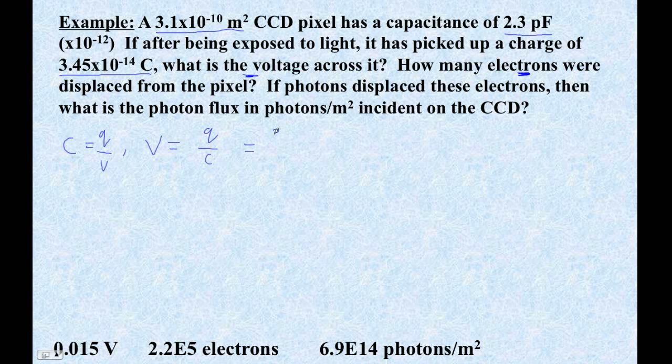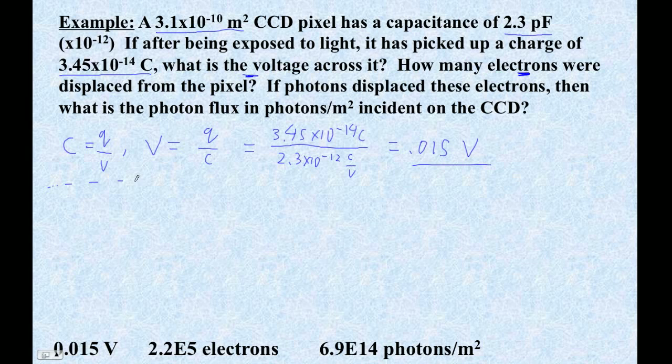So that is 3.45 times 10 to the minus 14th coulombs divided by 2.3 times 10 to the minus 12th, and that is coulombs per volt, which is what a farad is, a coulomb per volt. Okay, so 3.45 E minus 14 divided by 2.3 E minus 12, and I get 0.0015 volts across that.